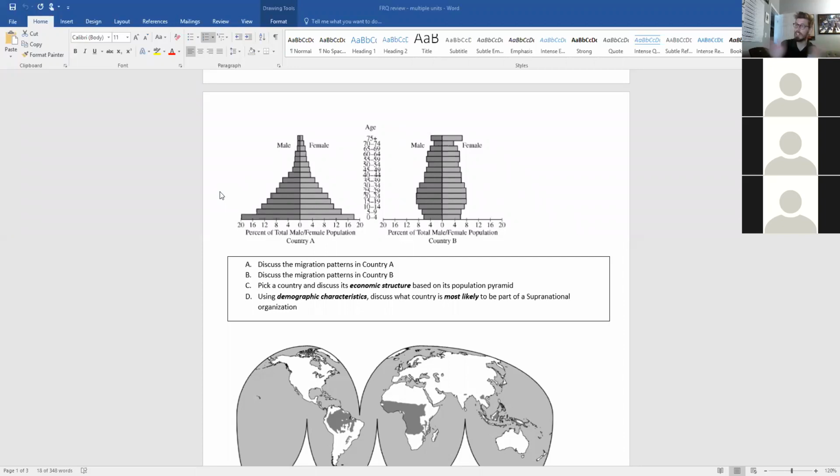Now that is very short. You had to discuss this. So you had to be able to pull why. You would say, country A is an LDC. It's indicated by its population pyramid with its large base at the bottom. So clearly they're not as developed. So they're practicing rural to urban. You get the drift. You catch my drift at this point. So I'm just giving you the straightforward answers. Then pick a country and discuss its economic structure based on its population pyramid.